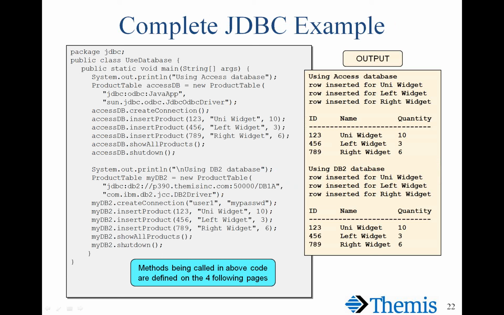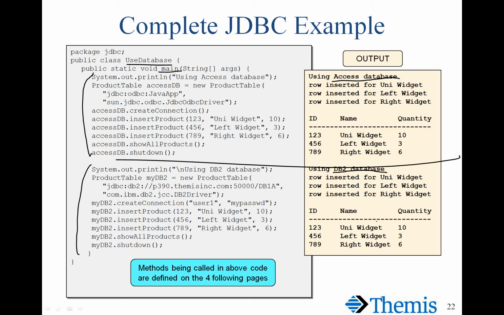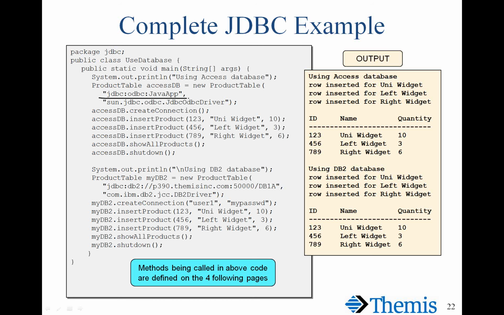The next 4 slides are a complete JDBC example. What you see is a class called useDatabase with a main method making it runnable. And this class does really the same thing twice. It does it here and does it again here. And the outputs similarly relate. The top half of the output relates to using an access database, and the bottom half relates to a DB2 database. So you can see we've got a different database URL and a different driver on the top than we do on the bottom. We have a database URL and driver.